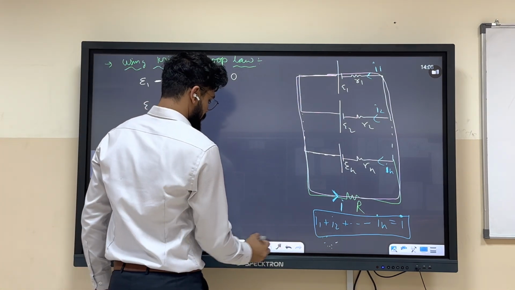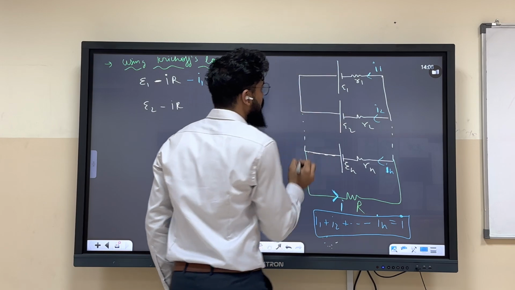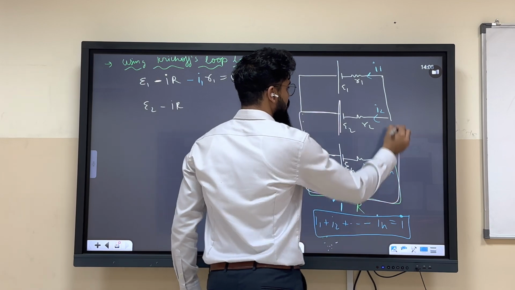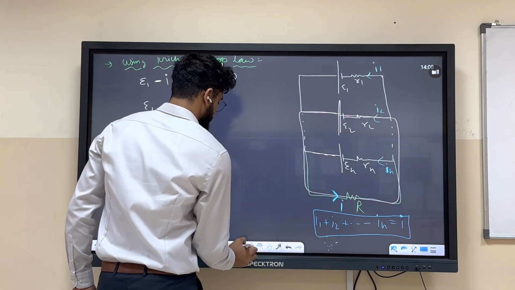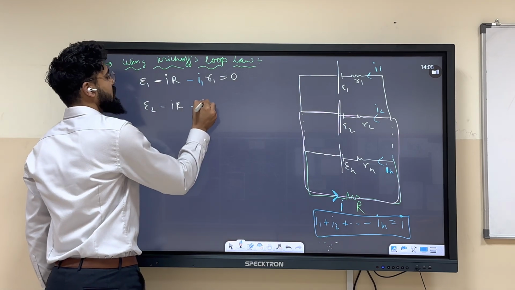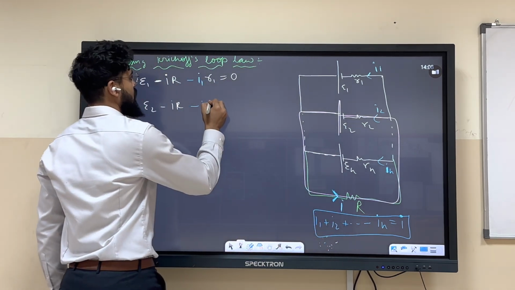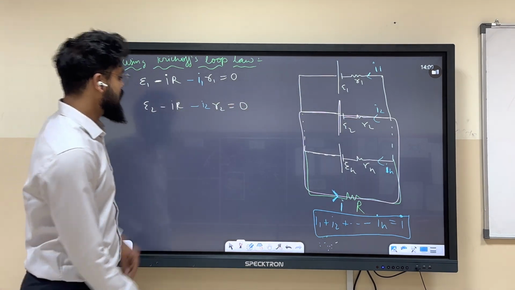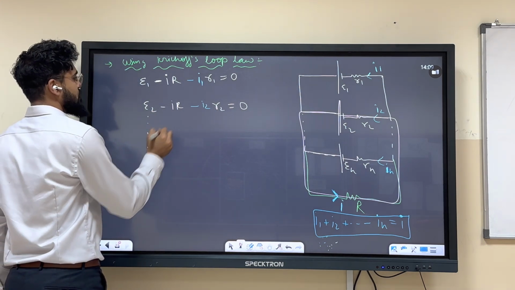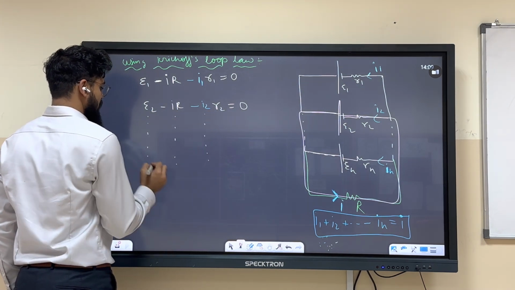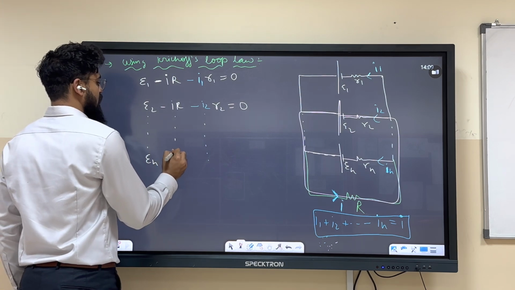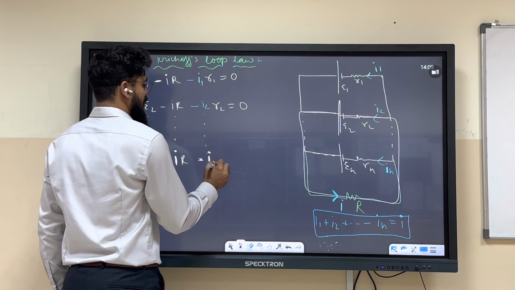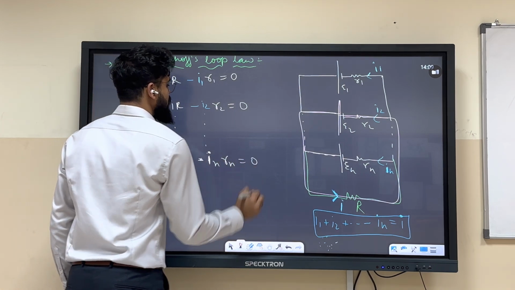Similarly, on the same ground, can we write like this? Now we are doing the same thing in this circuit. Are we getting it? So the same thing over here: E2 minus IR minus I2 R2 equals 0. Correct? And so on, till En minus IR minus In Rn equals 0.